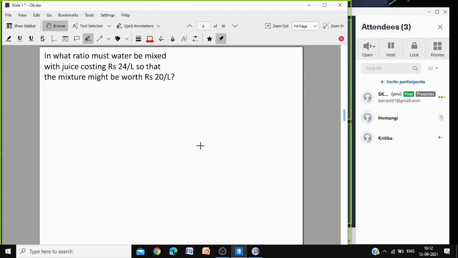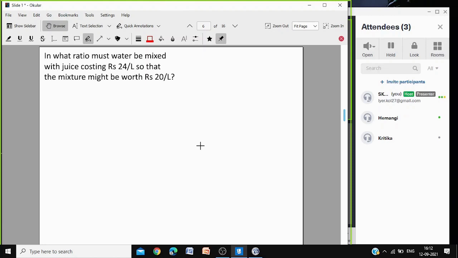Kritika? Yes, sir. In what ratio must water be mixed with juice costing 24 per liter so that the mixture might be worth 20 per liter? Hemangi, Betty, you want to say something? No, sir. Okay. So in what ratio must water be mixed with juice costing 24 rupees per liter so that the mixture might be worth rupees 20 per liter?